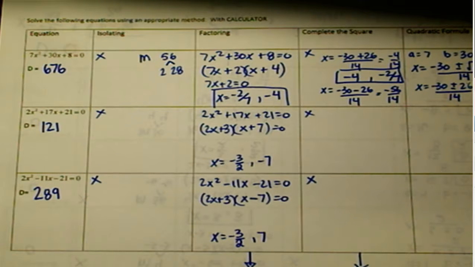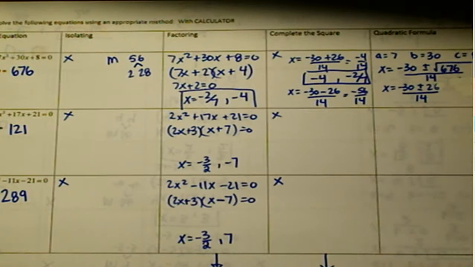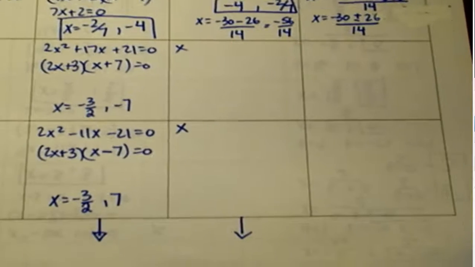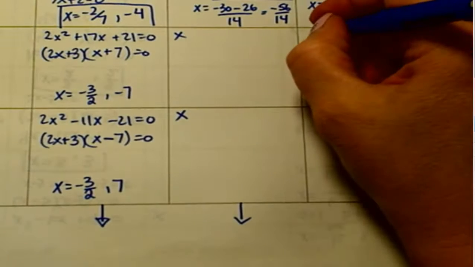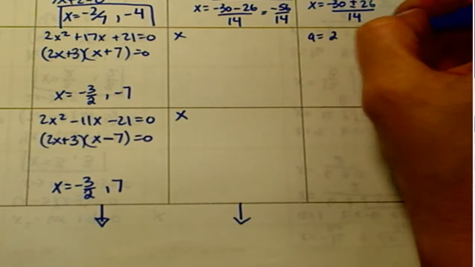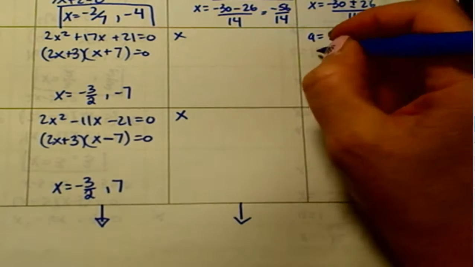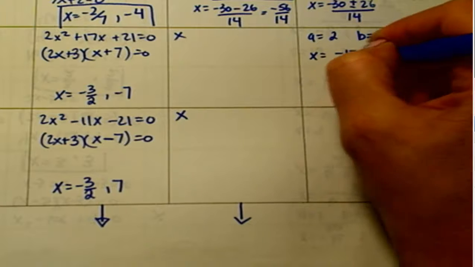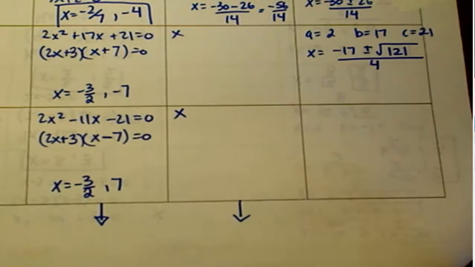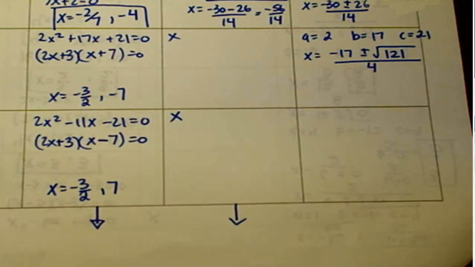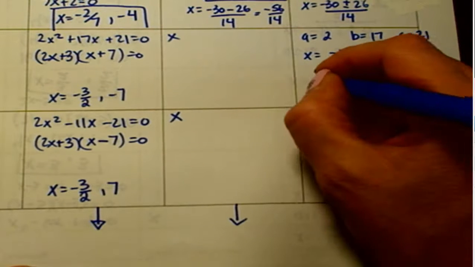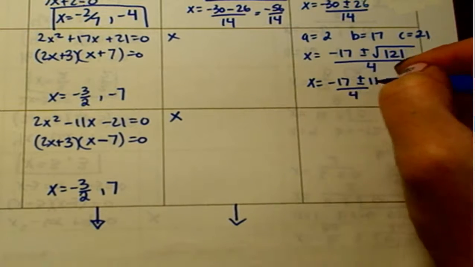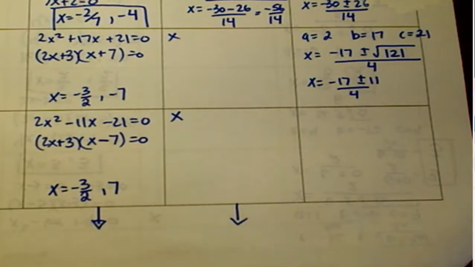Okay, so you can do the quadratic formula. It just gets a little tedious. Okay, so I'm going to fill in the quadratic formula. All right, so A equals 2, and B equals 17, and C equals 21. So opposite B plus or minus the square root, all over 2A. Well, I noticed that the square root of 121 is a perfect square, so it's 11, negative 17 over 4. So you might need to split that up because they're all like terms.